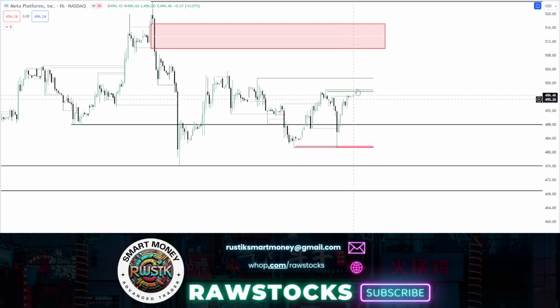It is suspect. Would be looking for, if price started to run, that it would run up in that direction, and then maybe we come back down and we take the sell side liquidity after that.